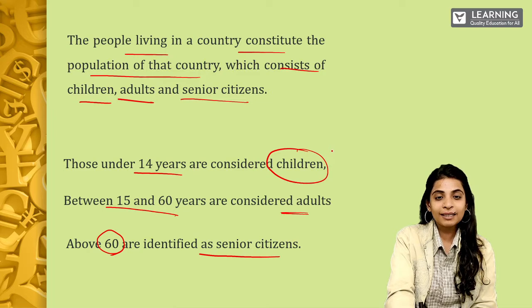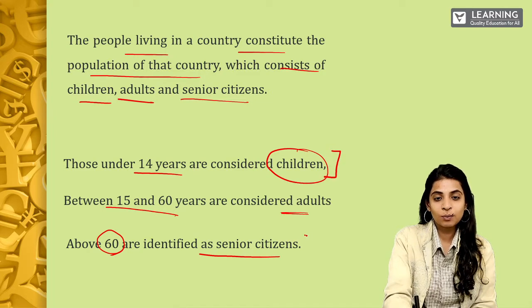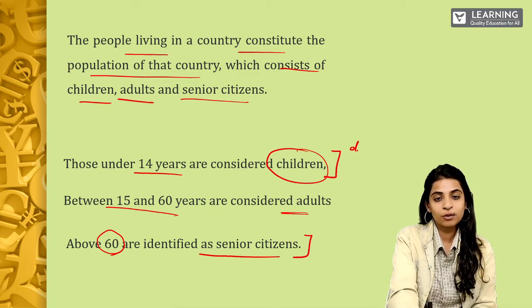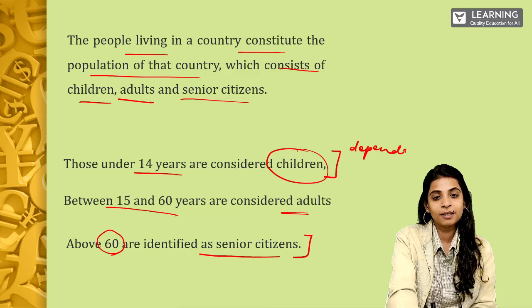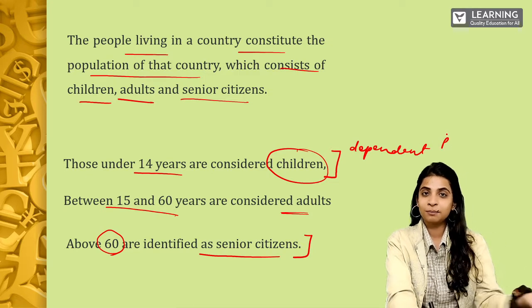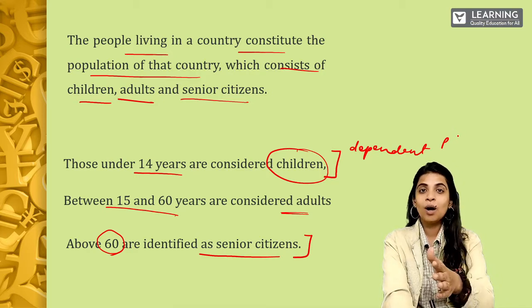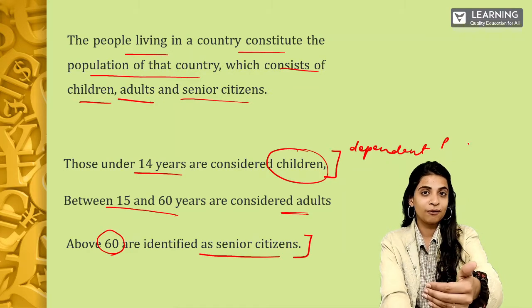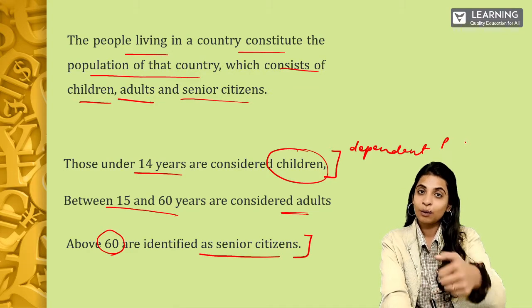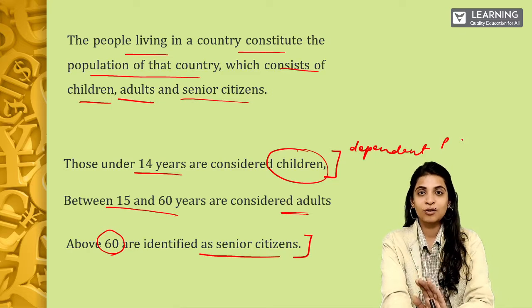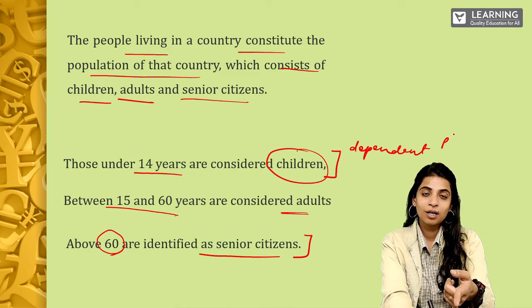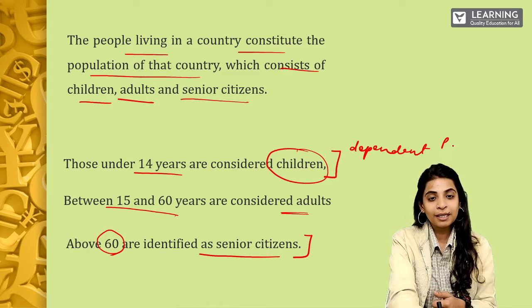So I will categorize children and senior citizens as the dependent population, because children also are dependent, right? We just don't take birth and start making money or go to a job. Even you have just reached the stage of adults. Now you will take your entire education and only then move to work. All right, so that is the dependent population.